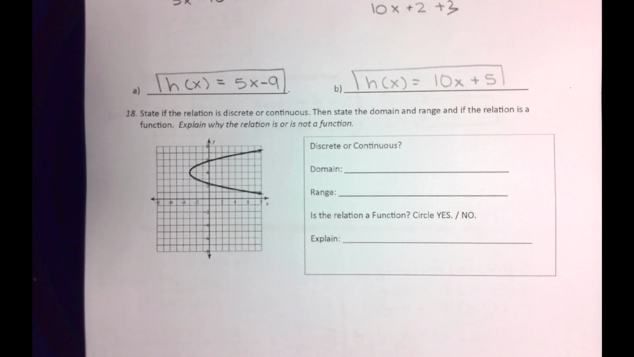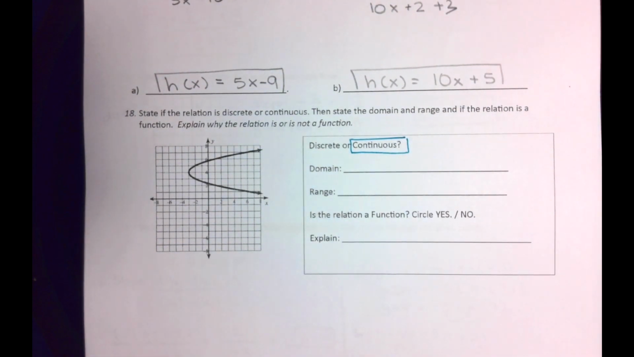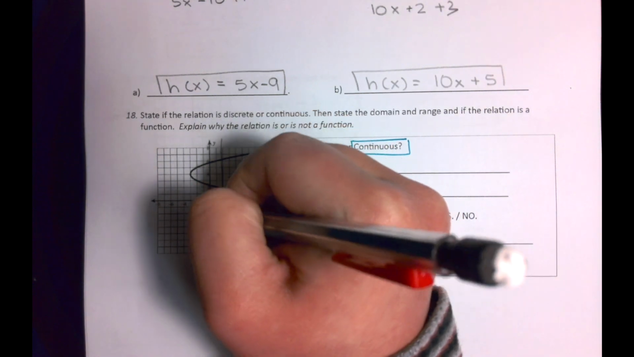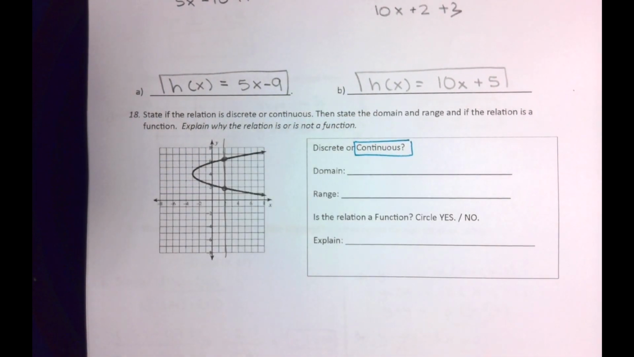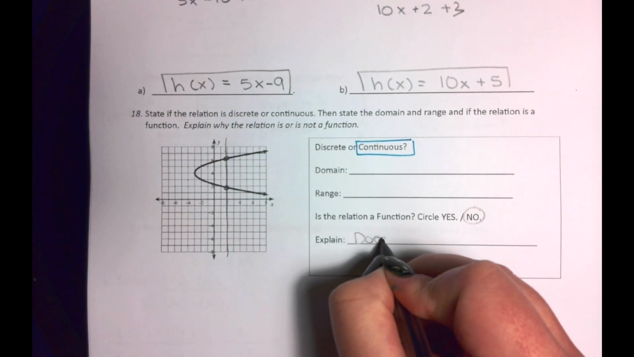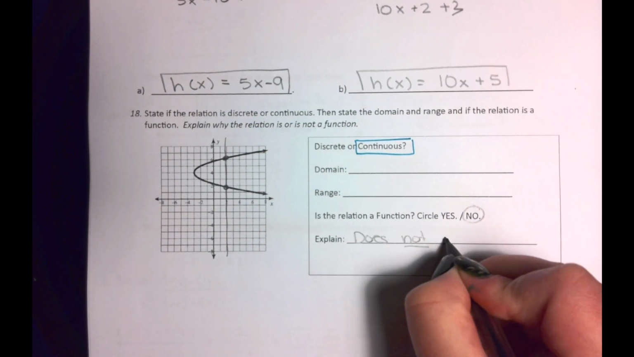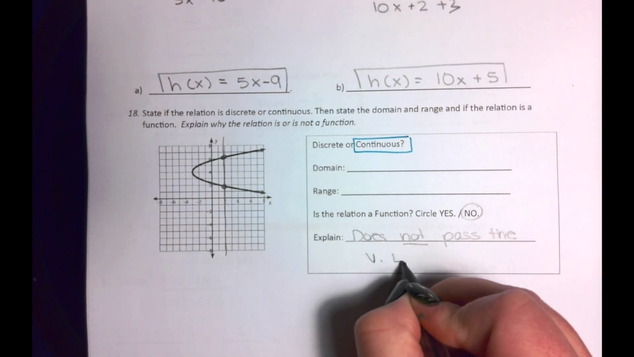We are trying to find if this is discrete or continuous. Are they connected or are they not connected? Points that are connected are continuous. Does it pass the vertical line test? If I draw a vertical line, does it hit once or twice? Twice. Is this a function? No. Does not pass the vertical line test.